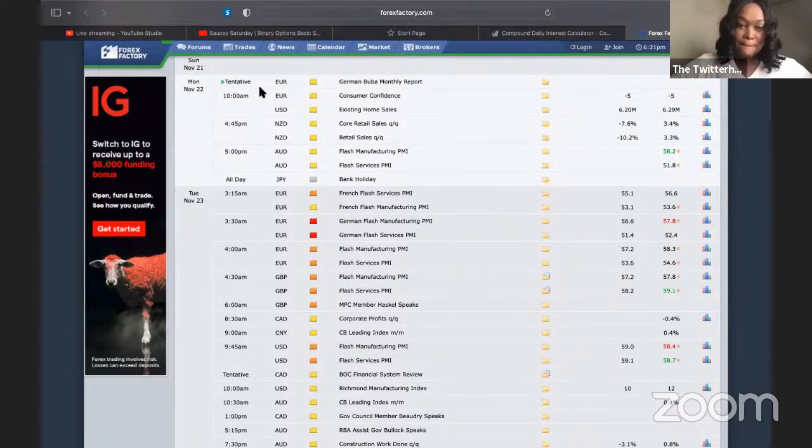It's a yellow folder. So Monday isn't looking too bad. The Japanese yen has a gray folder, so that's a bank holiday. Is that going to stop me from looking at AUD JPY or Euro JPY or USD JPY, anything JPY? No, it's not going to stop me because, like I said, it really doesn't affect anything as far as what I've seen.